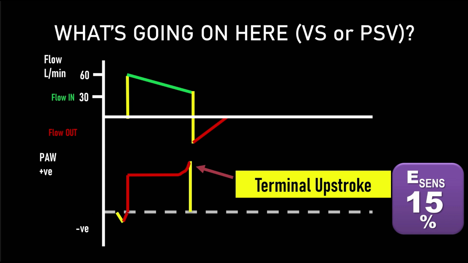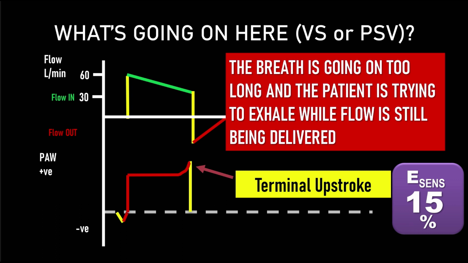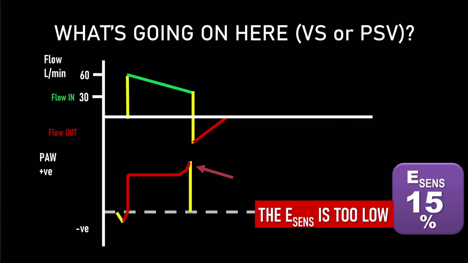You can see that the expiratory sensitivity, this is the percentage of peak flow at which pressure support or volume support cycles to exhalation, has been set at 15% of peak flow. If you look at the flow waveform, the peak flow is about 60 liters, but this breath has cycled off at about 40 liters, which is about 60% of peak flow. It should be cycling off at about 12 liters. So what's going on here is that the breath is too long for the patient and he is trying to exhale while the flow is still being delivered. The expiratory sensitivity is too low for this patient.